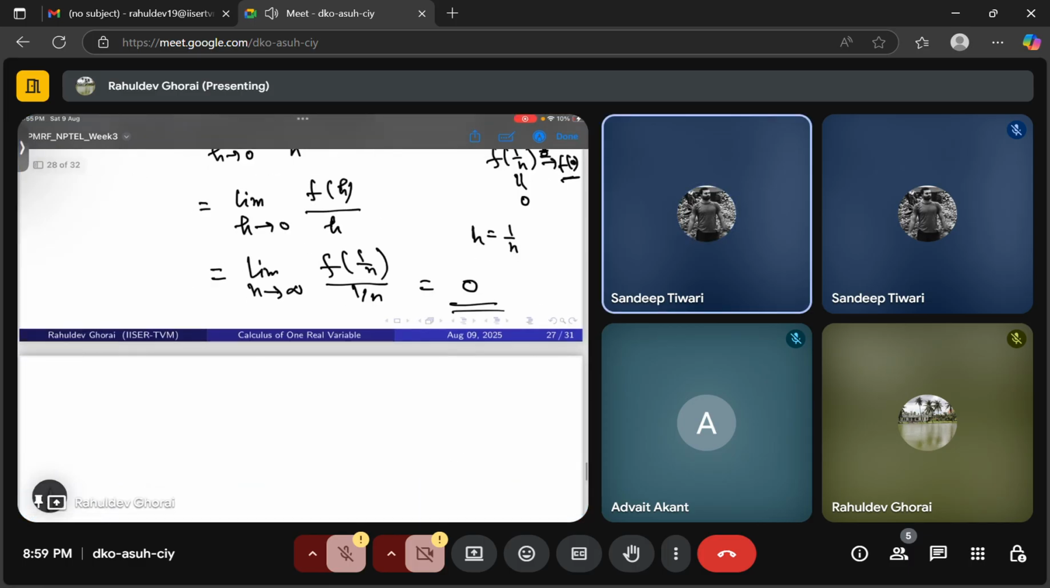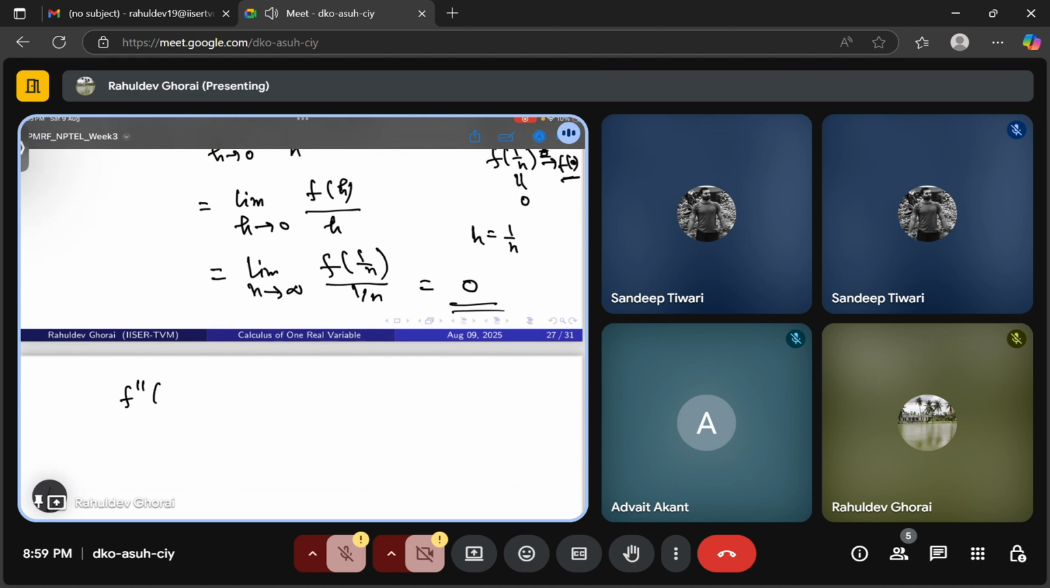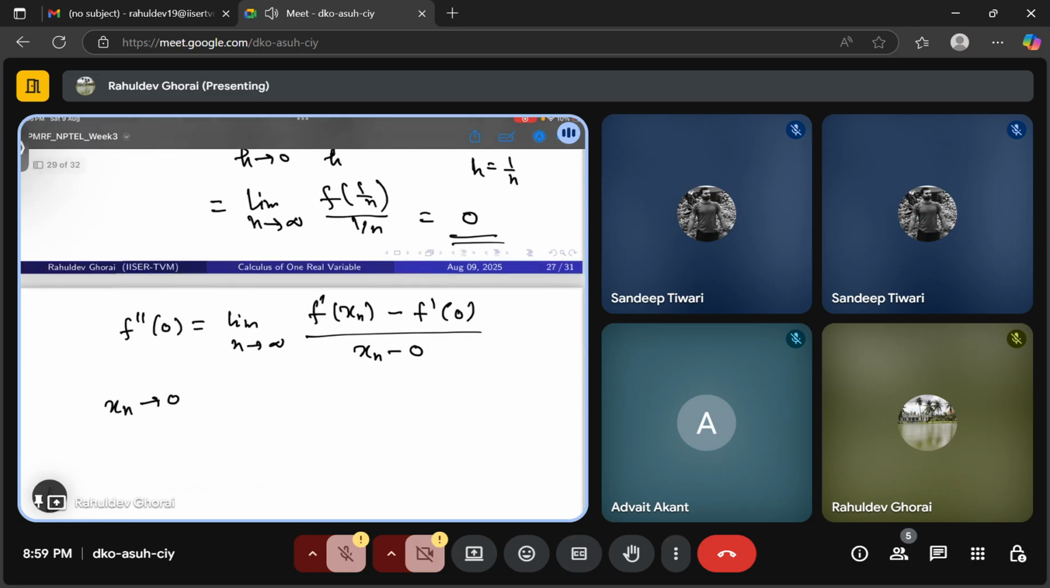Yes, sir. And if you want to find f''(0), then what will we do? You use a similar kind of idea. Okay, limit as n tends to infinity. Mainly you have to find the sequence (f'(xn) minus f'(0)). So f'(0) is 0, right? That is also 0. So (xn minus 0), you have to find a sequence where as n tends to infinity, xn tends to 0. So for that, what we will get is the limit as n tends to infinity of f'(xn) over xn, this sequence.